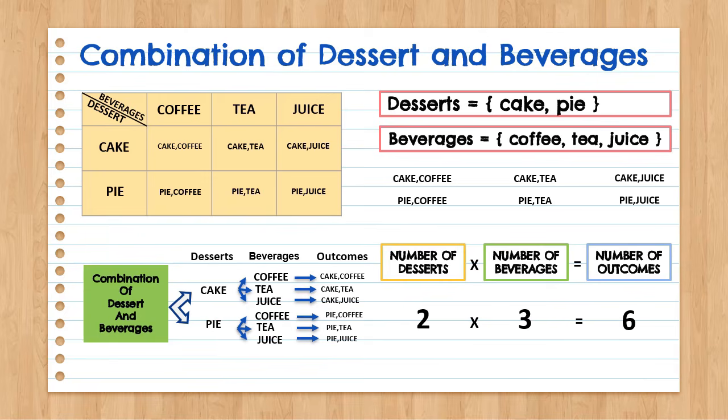Now that you are familiar with the use of table, tree diagram, systematic listing, and fundamental counting principle, it's time to check your progress. Let us now answer a short quiz to see what you have learned in our lesson for today. Are you ready, grade 8 learners? I know you are always ready. Again, you may type your answer in the comment section. Here's the instruction for your short quiz.